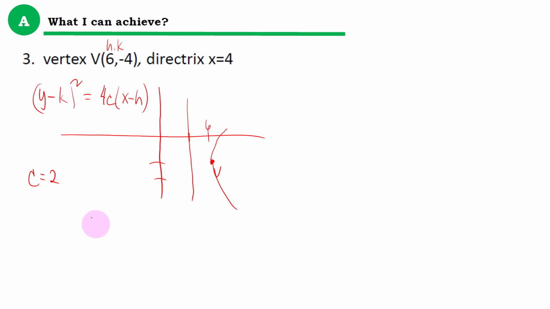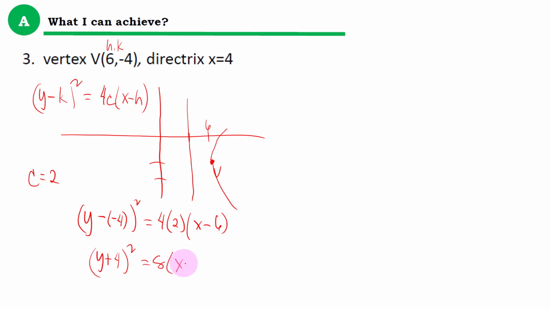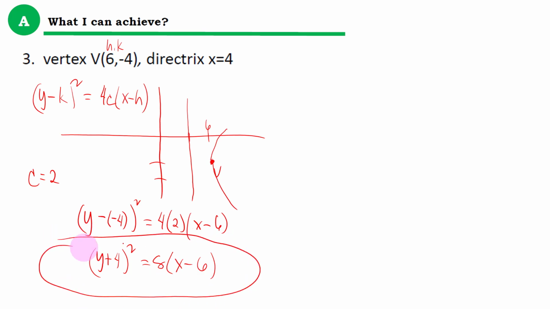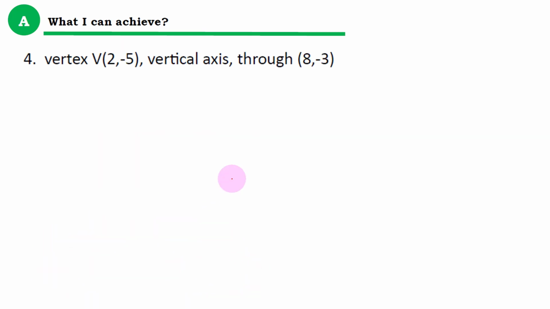Okay? So let's substitute. It becomes y minus negative 4 equals 4 times c. What is c? Our c is 2. So 4 times 2, and then x minus h, which is 6. Then we simplify: y plus 4 quantity squared equals 8 times x minus 6. That's it.